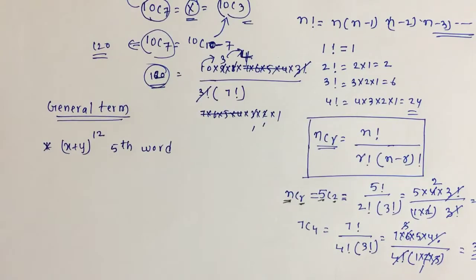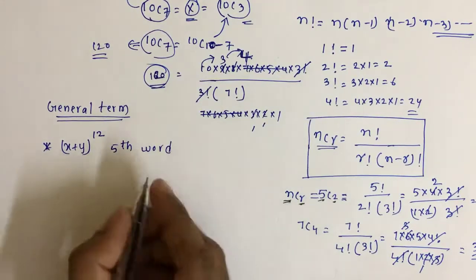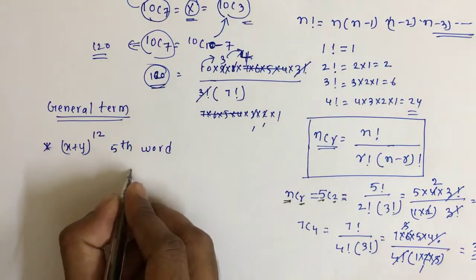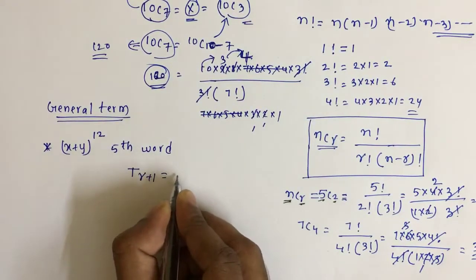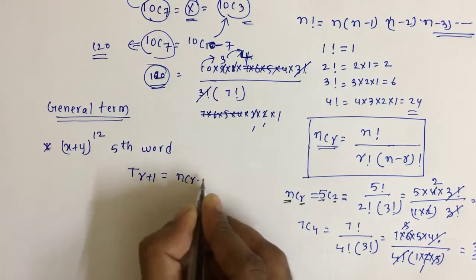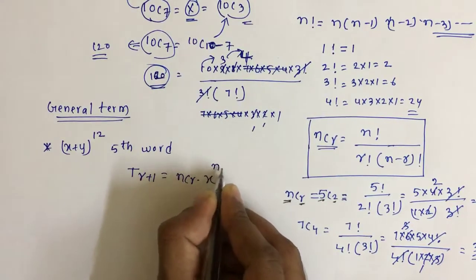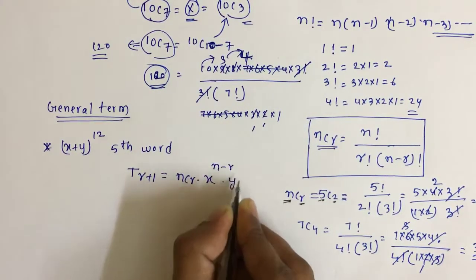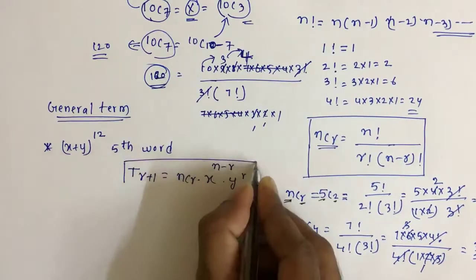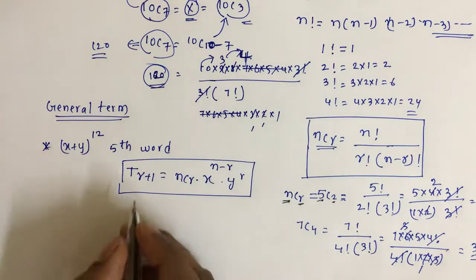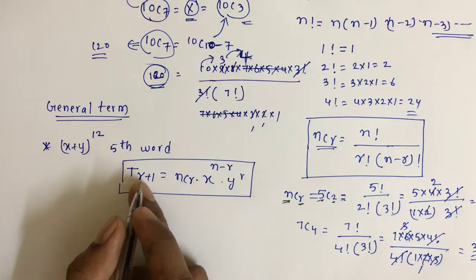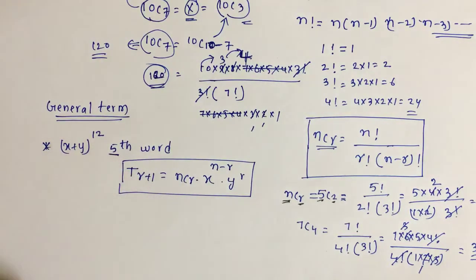And here the principle we need to remember is t_(r+1) = nCr x^(n-r) y^r. So this is the principle we have to remember here. So what is the r here? r is whatever the number they are asking here.